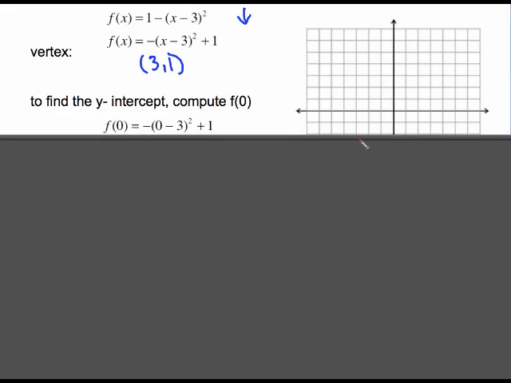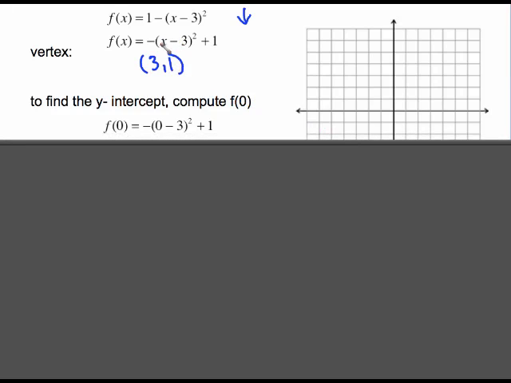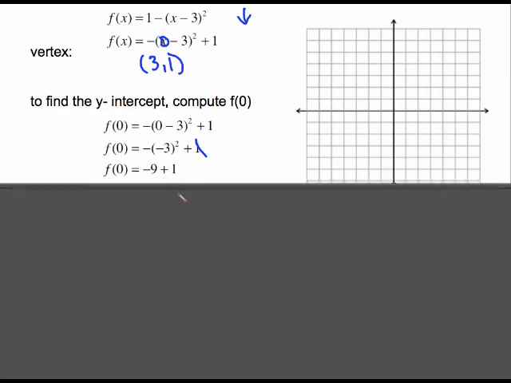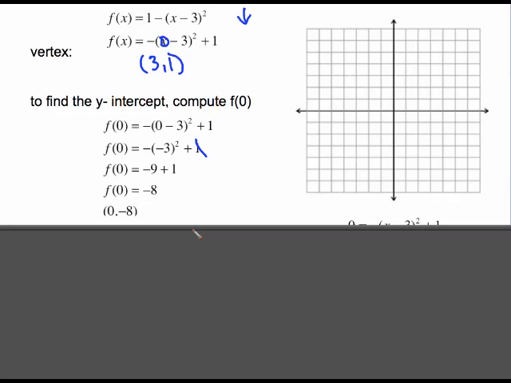To find the y-intercept, compute f of 0. So put 0 in for x and do the arithmetic. 0 minus 3 is negative 3. Negative 3 squared is 9, but there was a negative in front in the beginning. Negative 9 plus 1 is negative 8. So this is my y-intercept.